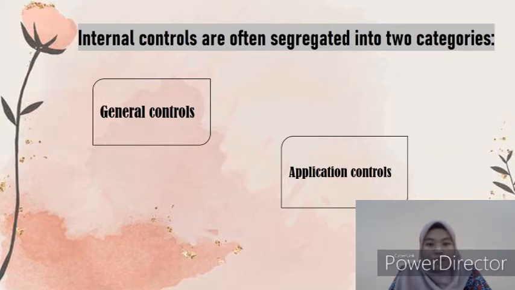Internal controls are often segregated into two categories. The first one is general controls. They make sure the environment of the organization is well managed and stable. For example, they include security of information technology, which is IT, infrastructure, and development and maintenance control. And the second is application control. Application control is to avoid, recognize, and correct transaction errors and fraud in the programs.